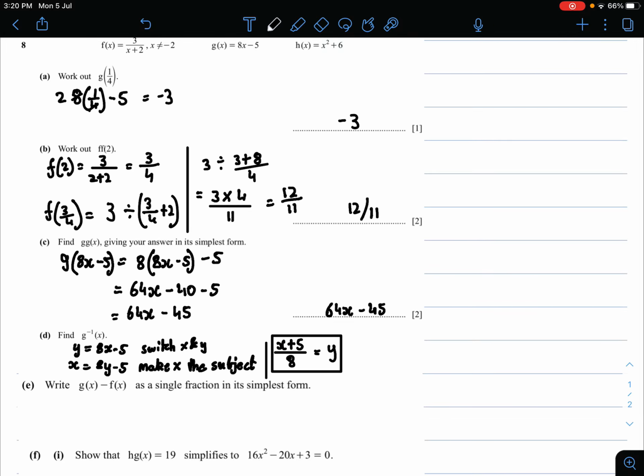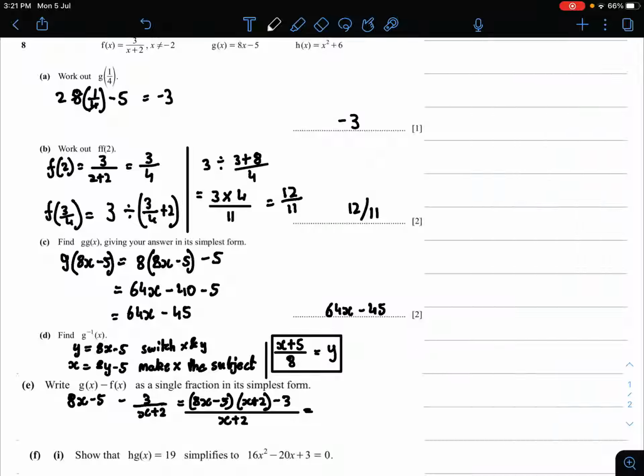Now let's move on to part E. Write g of x minus f of x as a single fraction in its simplest form. So g of x is 8x minus 5, minus f of x, which is 3 divided by x plus 2. So how we can do this is we multiply 8x minus 5 by x plus 2, the numerator and the denominator. So 8x minus 5, my bad, multiplied by x plus 2 minus 3, whole thing divided by x plus 2.